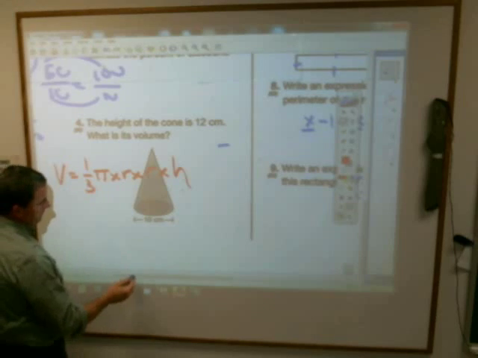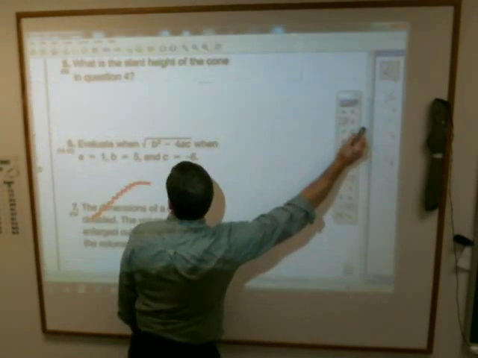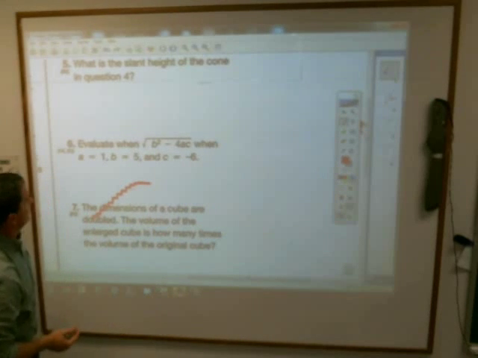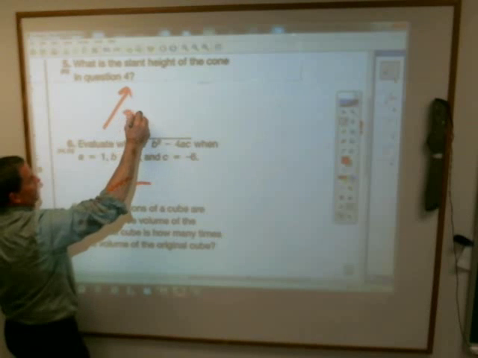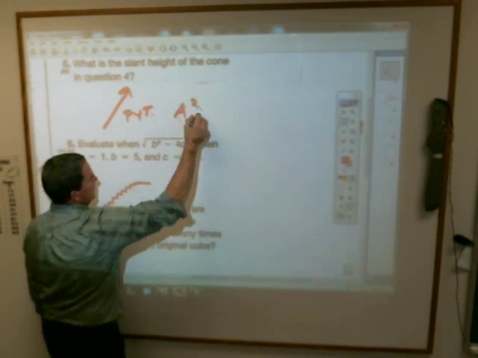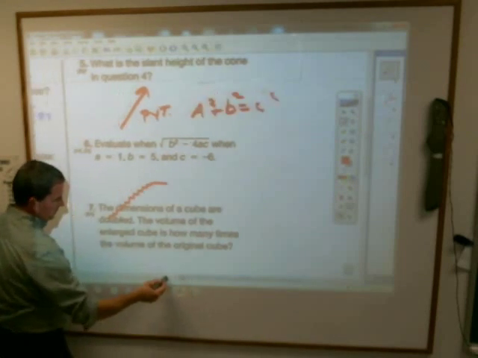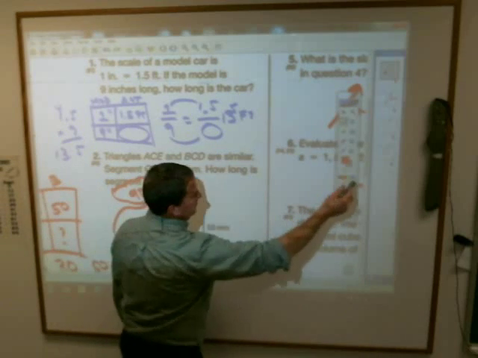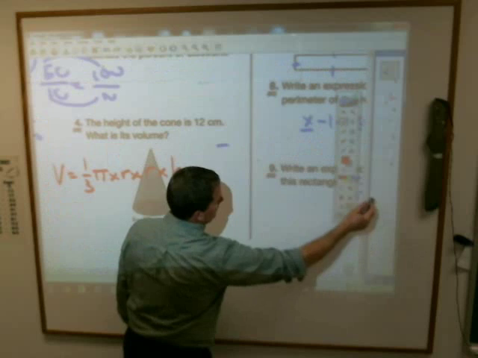And what was the other one, 5? 5 is, what is the slant height of a cone? Well, if you're finding the slant height, it probably means you're gonna have to use the Pythagorean theorem, which is a squared plus b squared equals c squared. Do you want me to do that one?